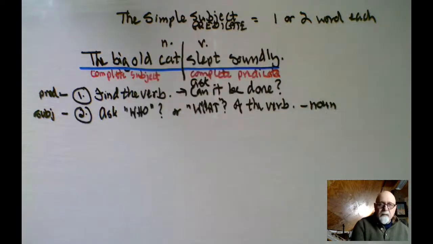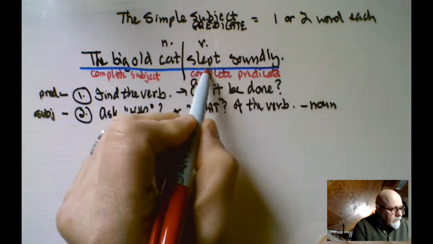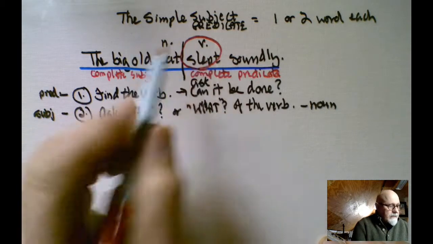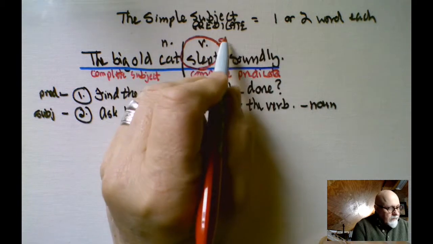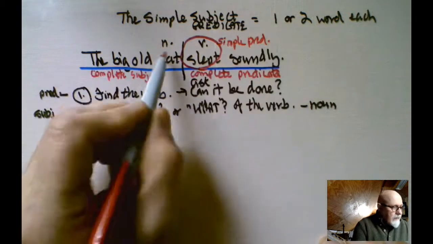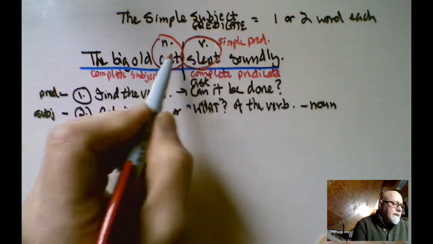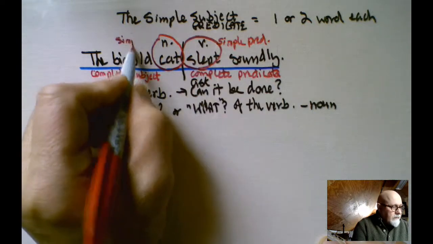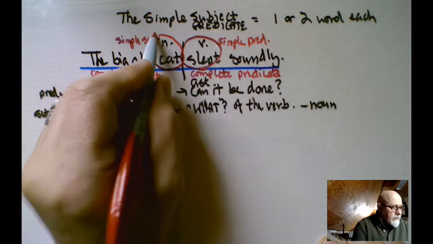And again, it's just going to be one or two words. So I'm just going to look at the verb and the noun of that verb, the subject of that verb. That's your simple subject and predicate. So I've already done it. I know that the verb is slept, and so that verb is going to be the predicate of that sentence. So that's the simple predicate. And the noun, the subject of that verb, is going to be the simple subject. And it's that simple. That's what we're doing this week.